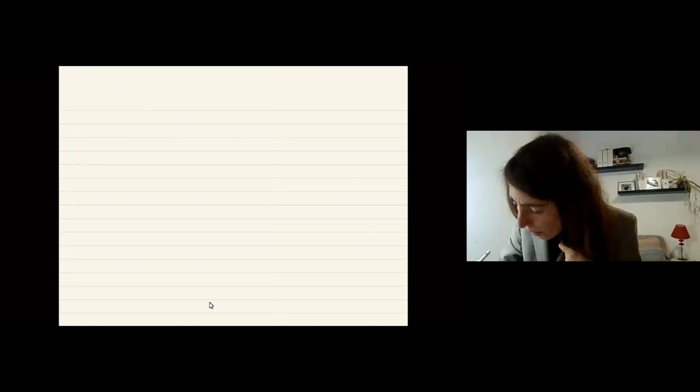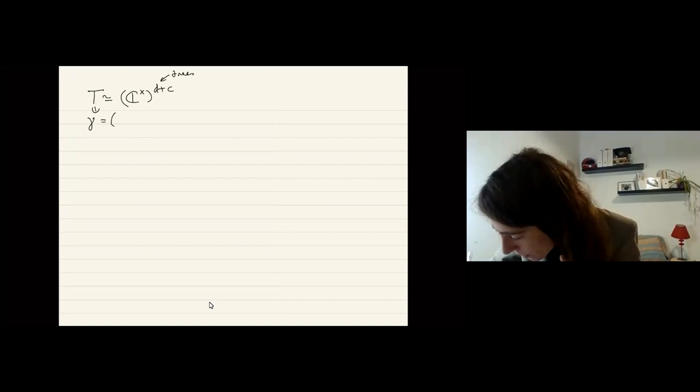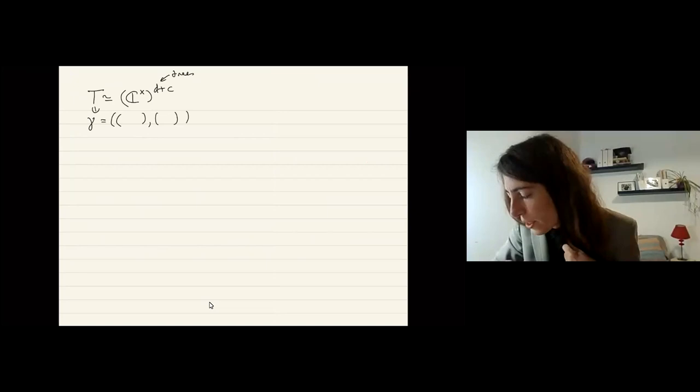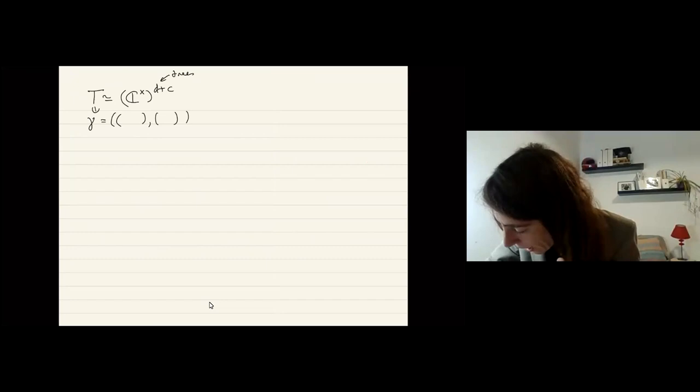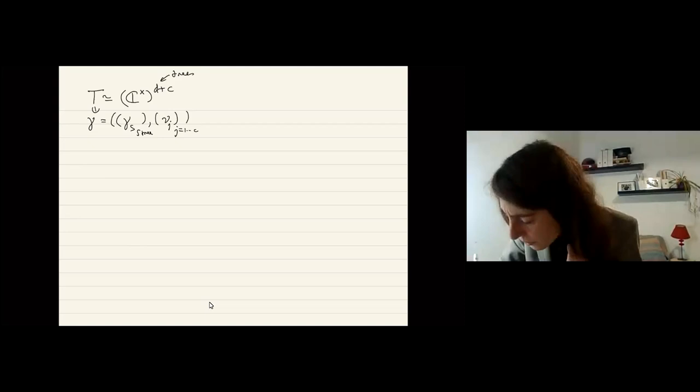So what I want to do now is pick, remember our torus was of dimension D plus C, where D was the number of trees. And so an element in T, I want to write this way: I separate the first D entries from the C entries. Here I call something gamma_S, where S is one of the trees, which means indecomposable summands. And then C is the C that I've picked, so I call nu_J the entries corresponding to this, and J here varies from one to C. As I said, I want to tell you what the effect of such a gamma is on B, where B is a basis element.